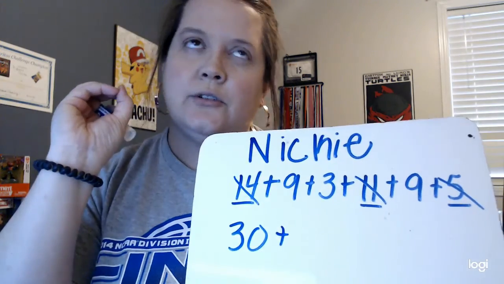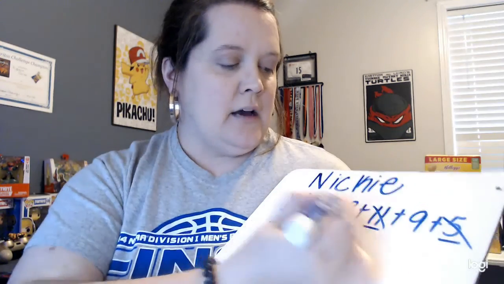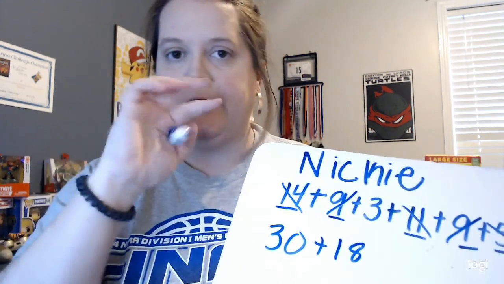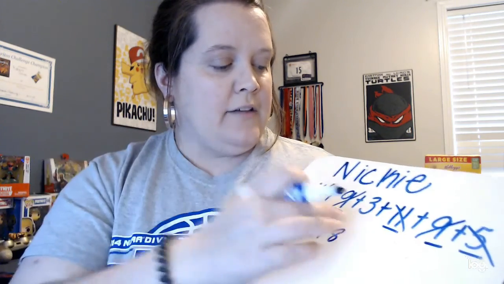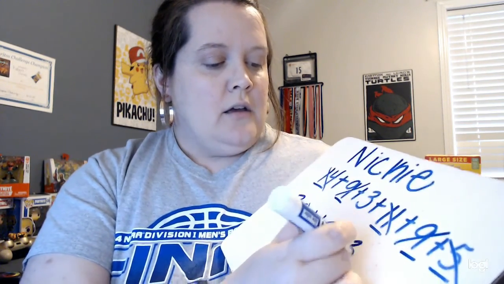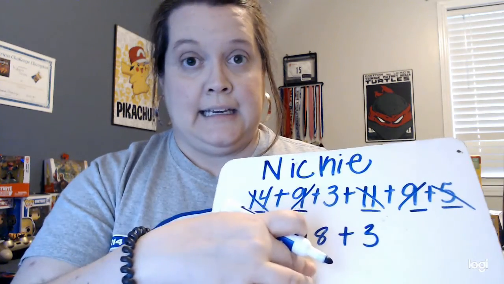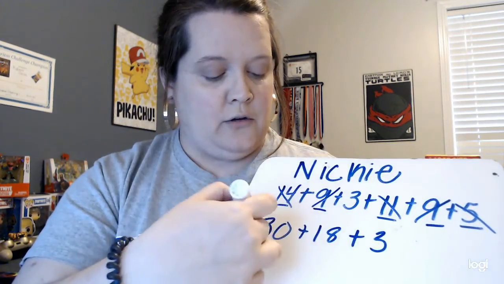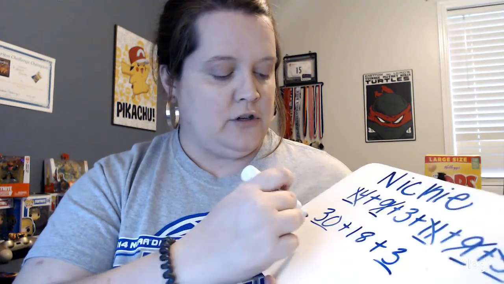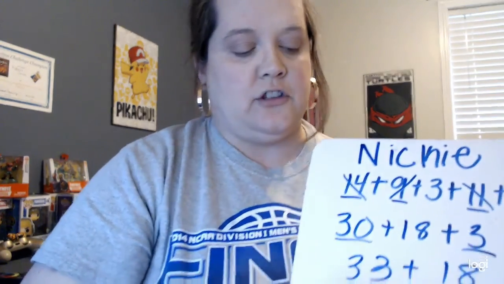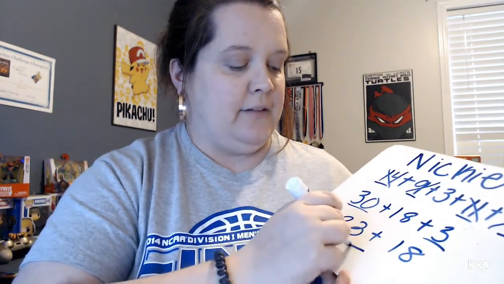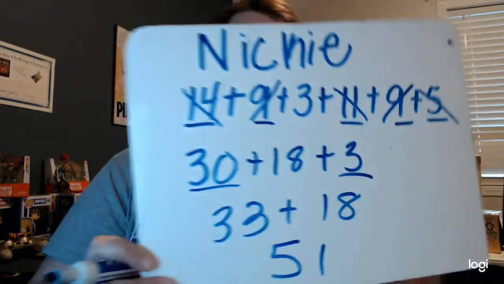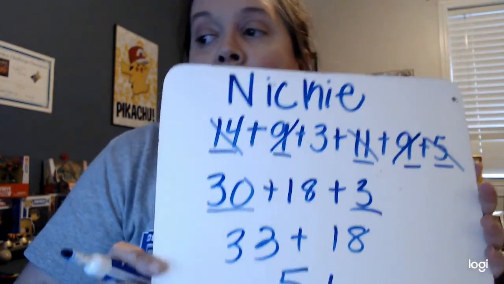Then when I look at my numbers, let's do 9 and 9. That's a double, so that's going to be 18. So I've got 30 plus 18. I'm going to mark them out as I go so I don't accidentally use them again. And then all I'm left with is 3. So I have 30 plus 18 plus 3. I will probably do, again, associative property, 30 and 3, which is 33. And then 33 plus 18. I can work this out to the side if I needed to, but 33 plus 18 should give me 51. So my name, Nikki, is worth 51.